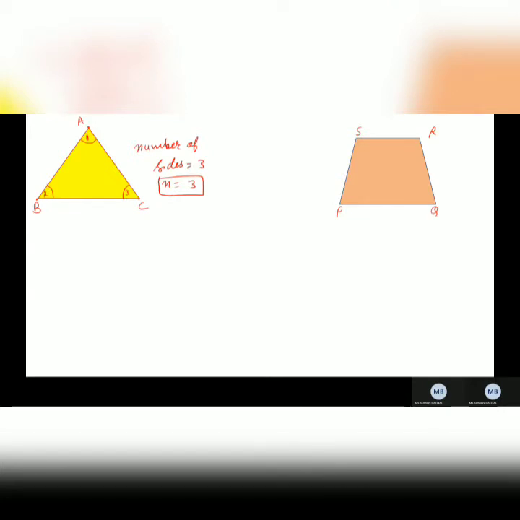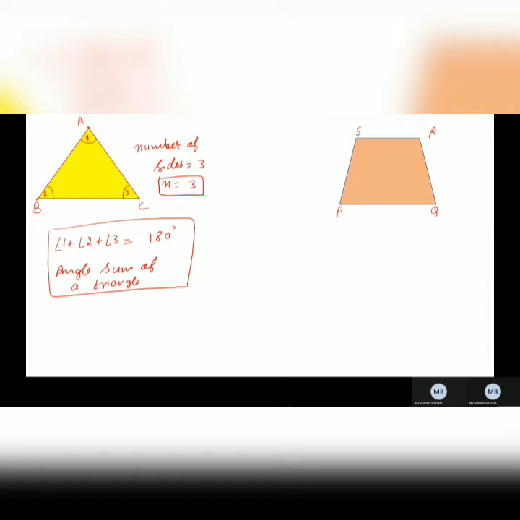Now the number of angles is also 3. So what is the angle sum of a triangle? You have already done this with the help of an activity in your class 7. So angle 1 plus 2 plus 3 is equal to 180 degrees. So I am keeping it with me. This is the angle sum of a triangle.